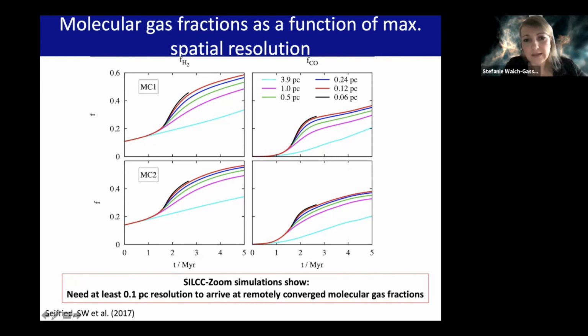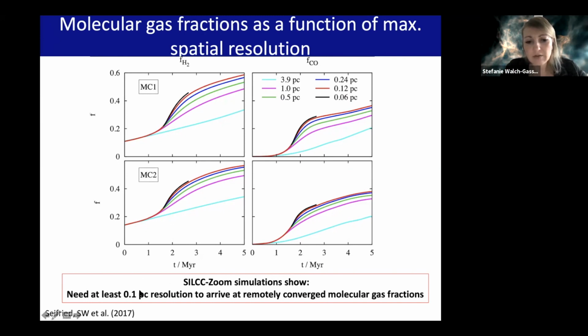What you can see is that the finer and finer your resolution is, the more quickly the molecules form. And you also end up with slightly more molecules towards the end of the simulation, just because the denser structures which you resolve at high resolution lead to better shielding of the molecules from the interstellar radiation field, and there they survive better, and so therefore you end up with more molecular gas. So I think it's really necessary to go to like 0.1 parsec or so.